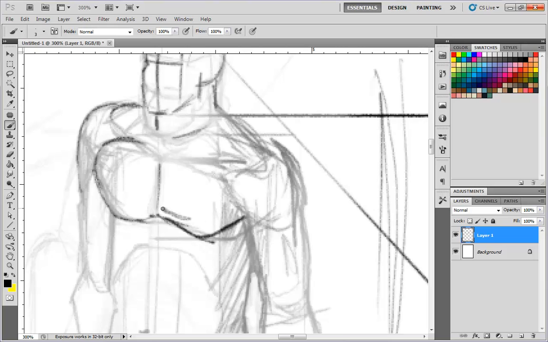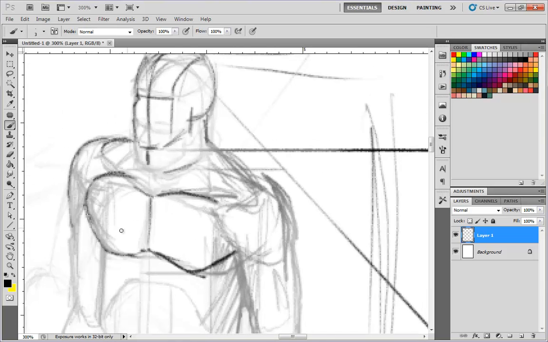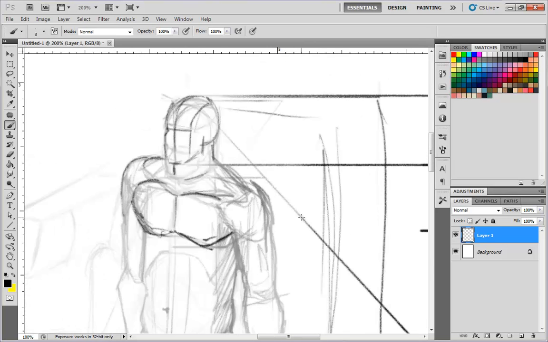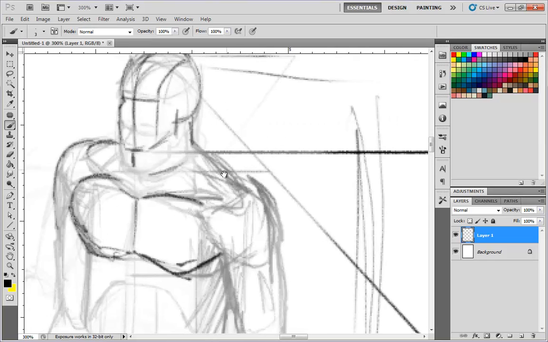You're seeing more of the top of the chest than you are the bottom of the chest due to the angle that you're looking down at the character, right? Looking down.